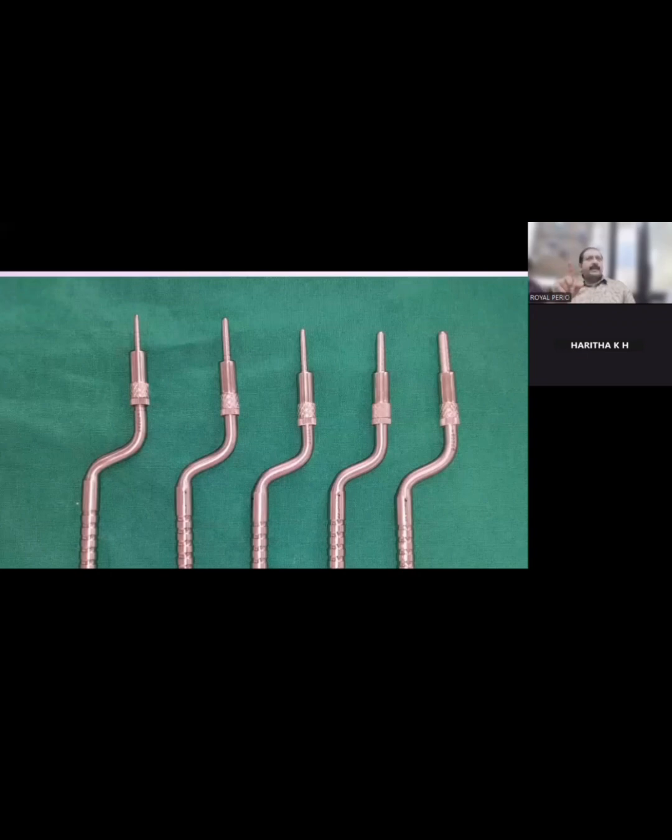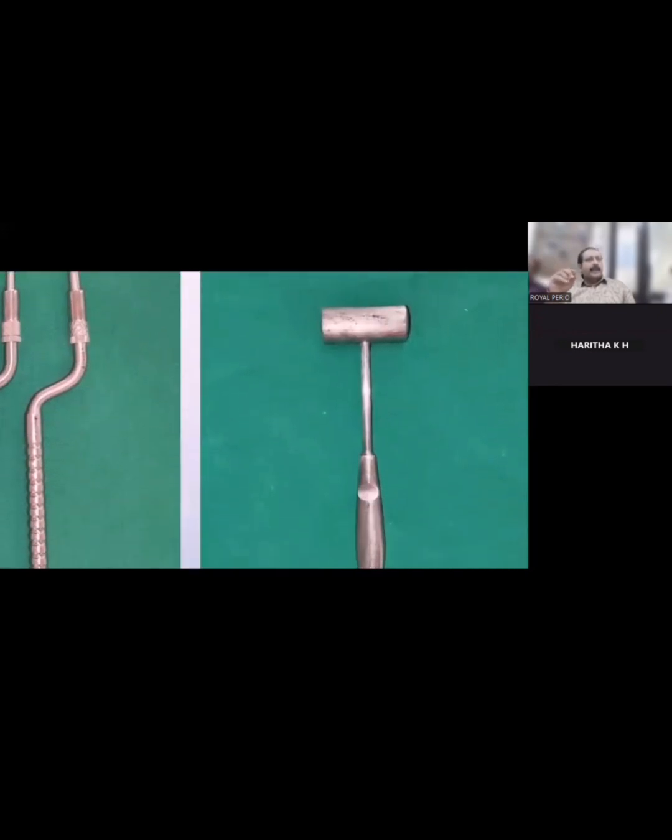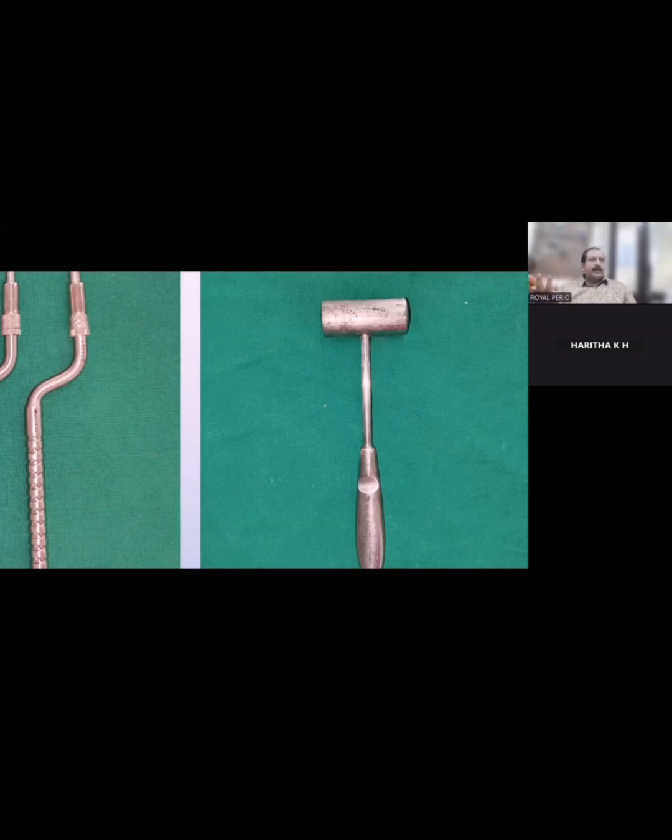So you fix it as 8, push it into the sinus, then mallet it with the hammer. Mallet it so that the sinus floor will be broken and you get an entry into it. So the entire process stops with 8. Got it? So it will become a height of 8 plus now, because the floor is broken. 8 plus anything. If you go in for 11.5 or 13, you will tear the Schneiderian membrane.